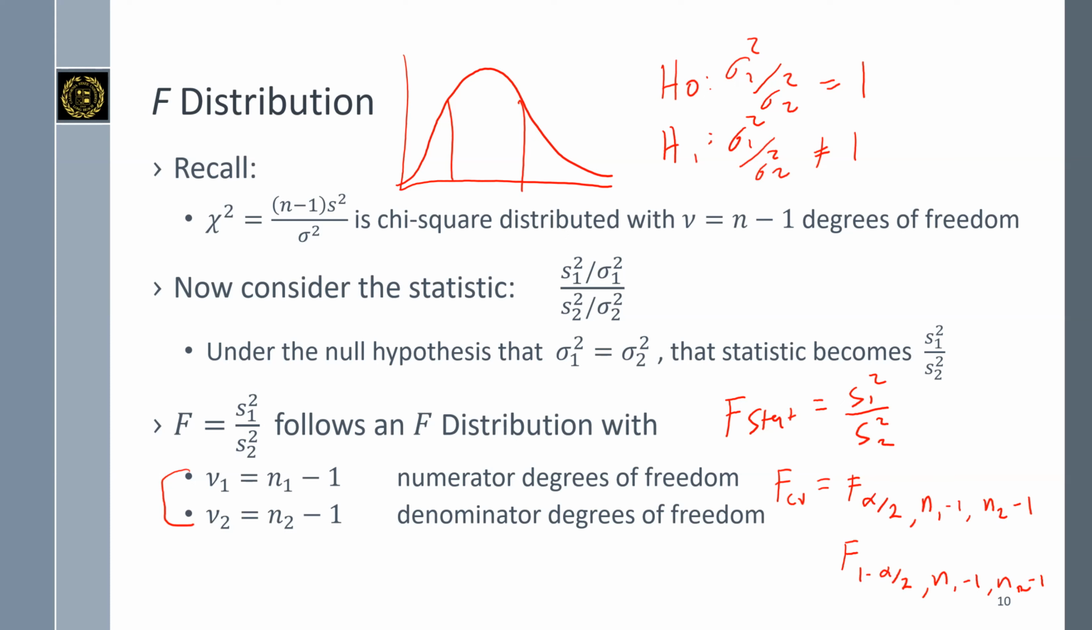If you fall within the rejection region, you would reject the null. If you fail to reject, meaning you aren't in the rejection region, you fail to reject the null, and assume there's not enough evidence for the alternative. Okay, so again, pretty straightforward. You just need to know these formulas. This is how you run the F test.